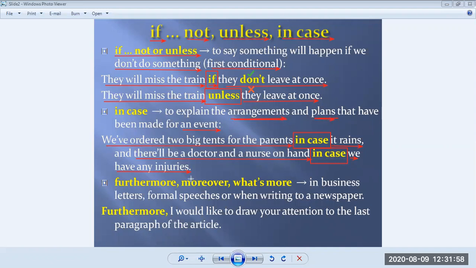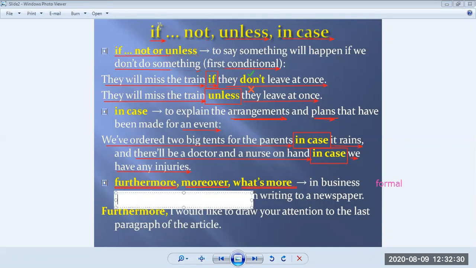Okay, let's move on. Next part. Furthermore, moreover, what's more? Where do we use them, and how do we use them? In business letters, formal speeches, or when writing to a newspaper, which is very formal, because we use them in a very formal expression, okay? How? There is a letter.